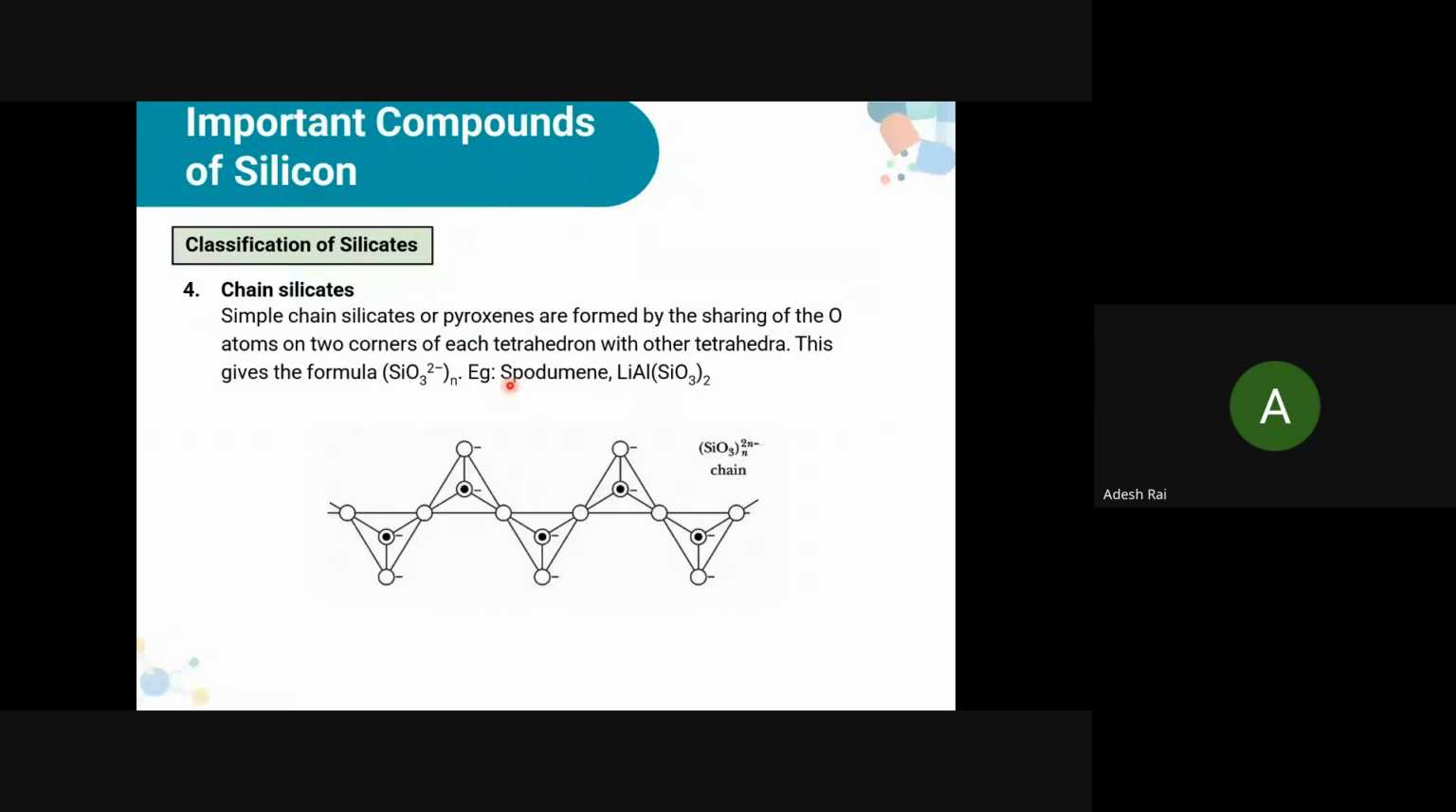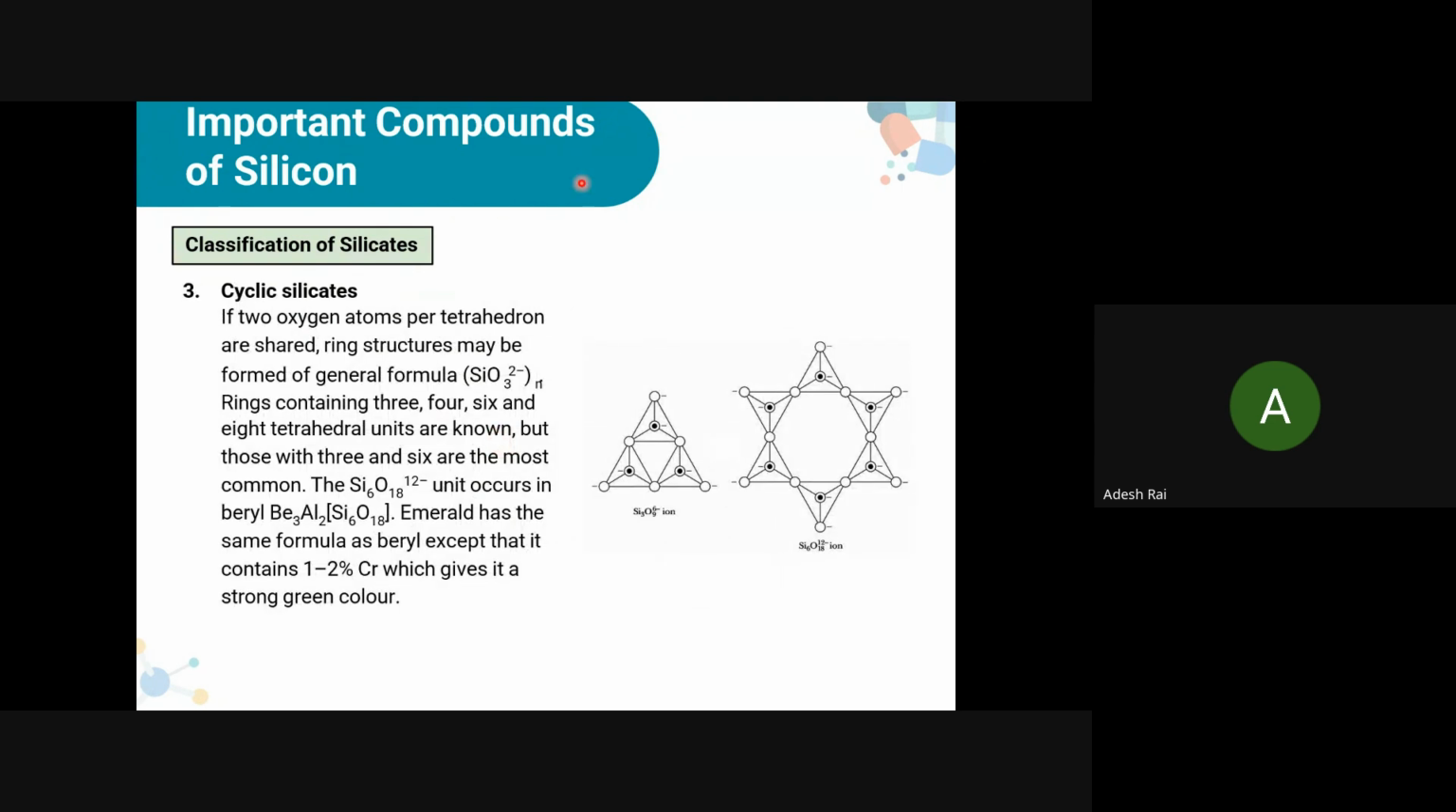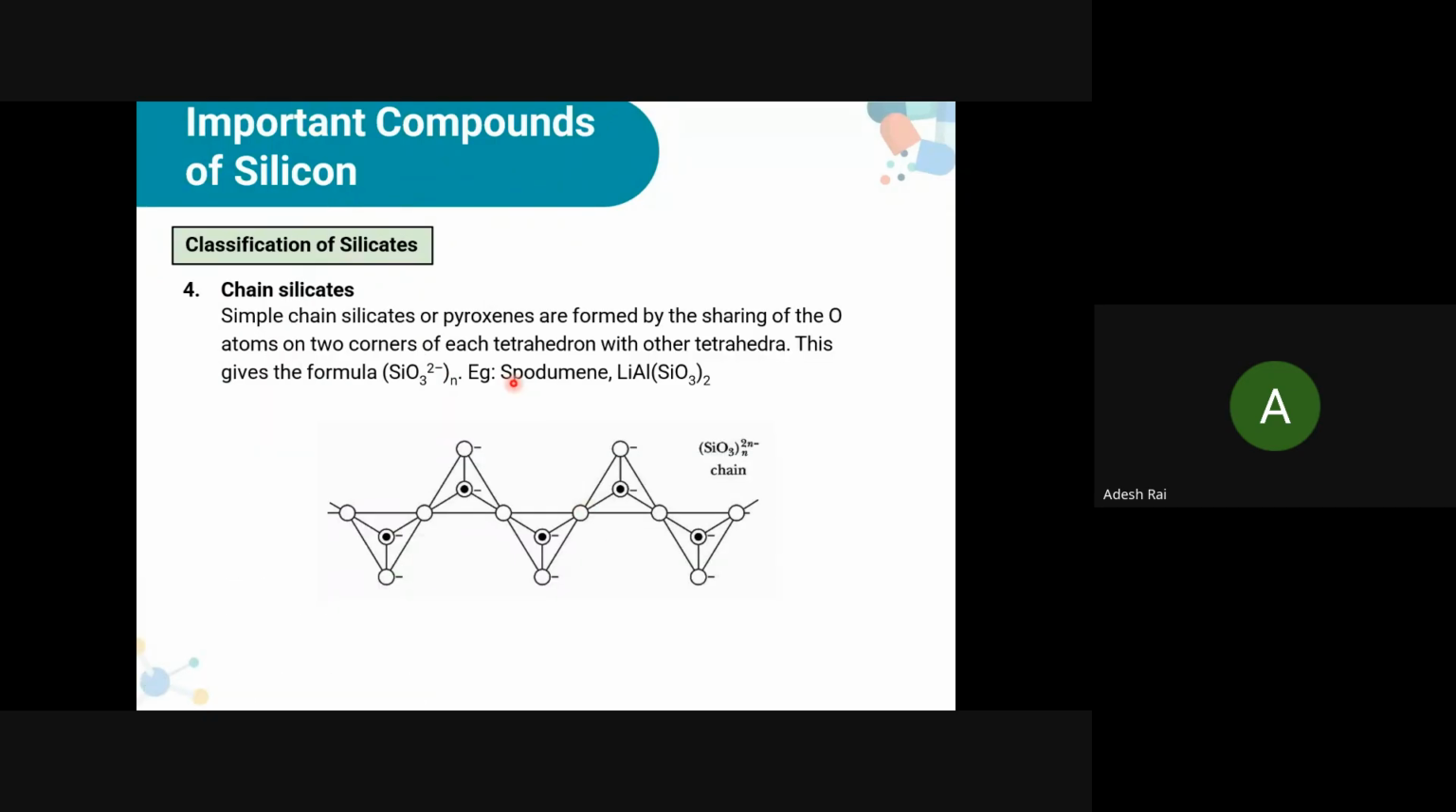An example of chain silicate, what is the example? Spodumene. SiO3 2 minus. This gives the formula of this, SiO3 2 minus. Just a minute. See, here also the formula is the same, SiO3 2 minus, and here also the formula is the same, SiO3 2 minus. So if you see, the technicality is almost the same.